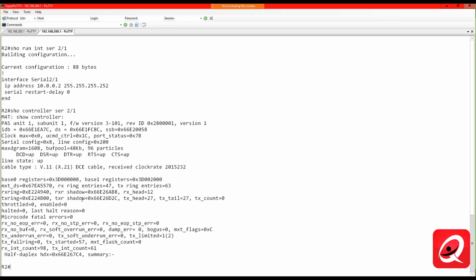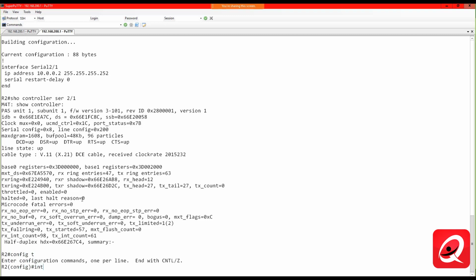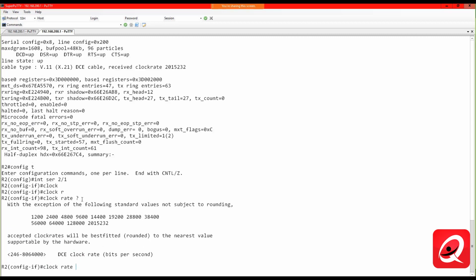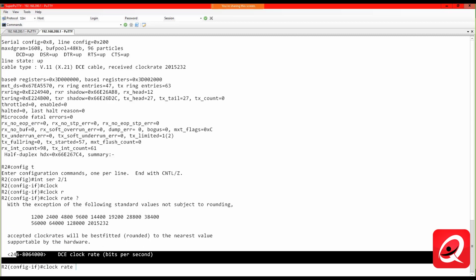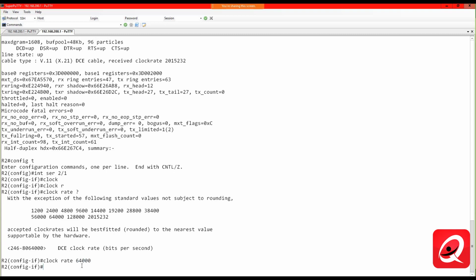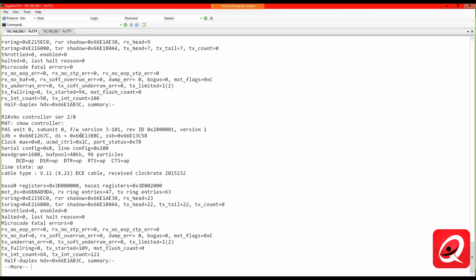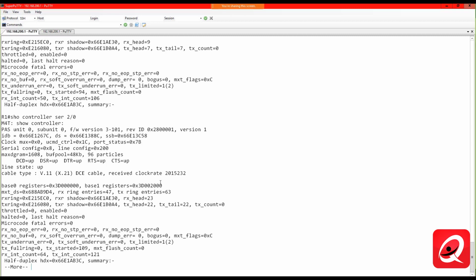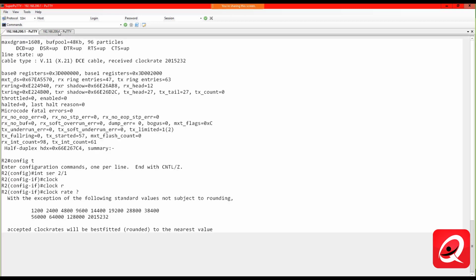Now I could inject a clock if I wanted to. It's not really necessary in this case, but if I went into serial 2.1, I could use the clock rate command and I could specify a clock rate in bits per second based on whatever clocking I wanted to put on there. So let's say we wanted to put a clock rate of 64,000. All right, now if I go back to this router here, show controllers, you can see that even now it's not necessarily receiving a clock. And I'm going to explain why that is.